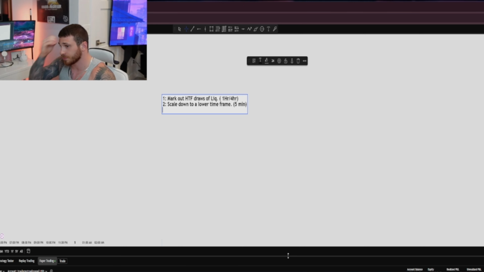Step number 2, right? We scale down to the 5-minute time frame. We wait for market to open. What do we want to look for after that? Wait for one of the high time frame draws.